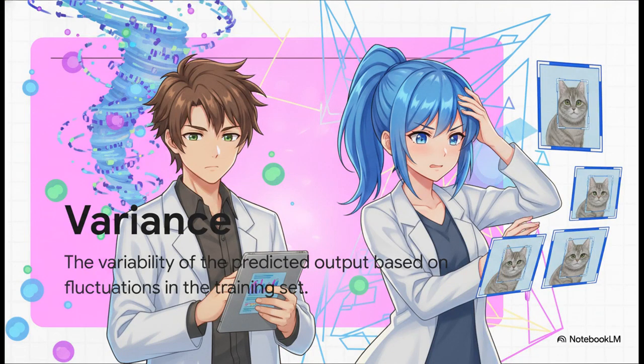And on the flip side, we have variance. Variance measures how wildly a model's predictions swing just from being exposed to different sets of training data. Imagine if your model changes its entire internal logic just because you fed it a slightly different batch of training photos. That means it has high variance. It's way, way too sensitive to all the random noise present in the data.